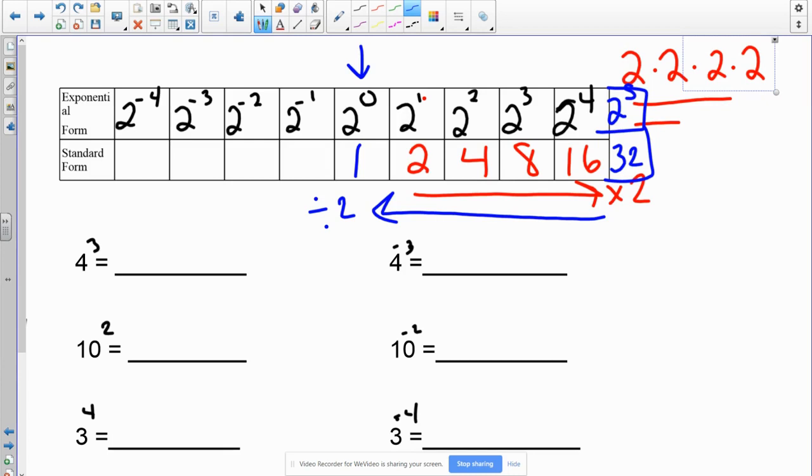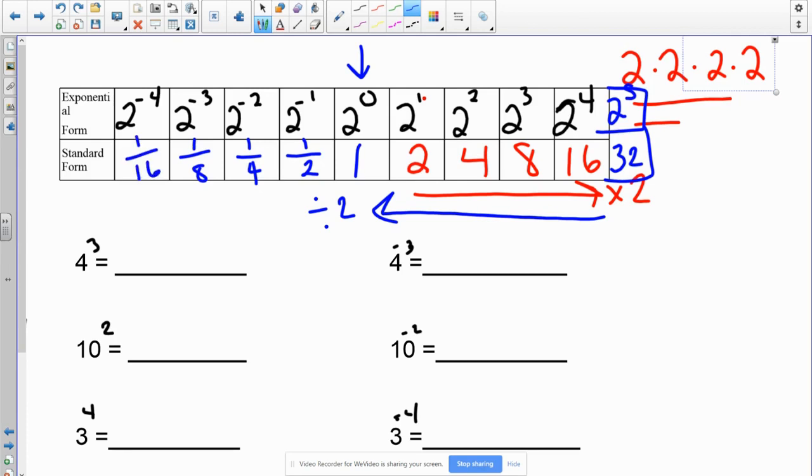Now if we take 1 and divide it by 2, and we're going to write everything in fractional form, 1 divided by 2 is 1/2. Take 1/2 divided by 2. So 1/2 of something, like a half of a pizza, divided by 2, you would get 1/4 of that pizza. Then 1/4 divided by 2 is 1/8, and 1/8 divided by 2 is 1/16.